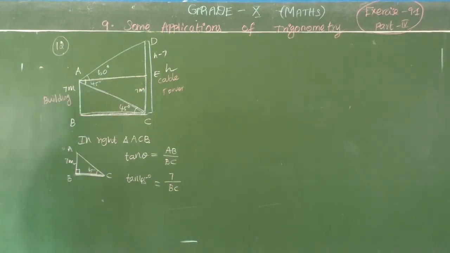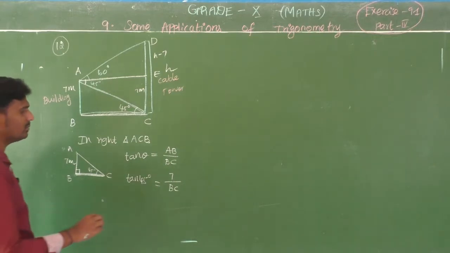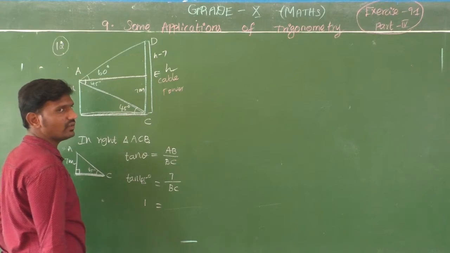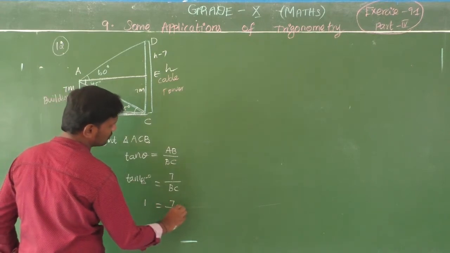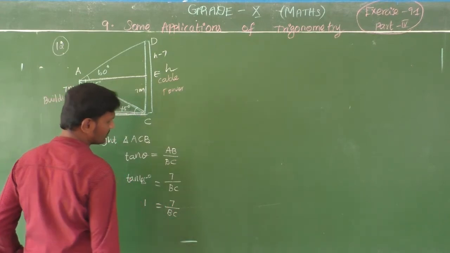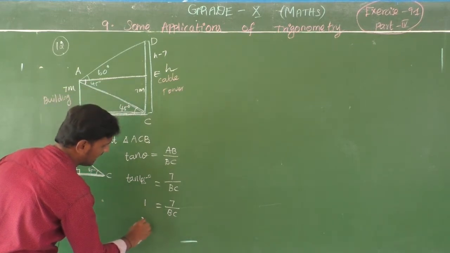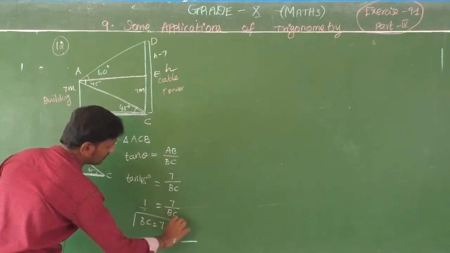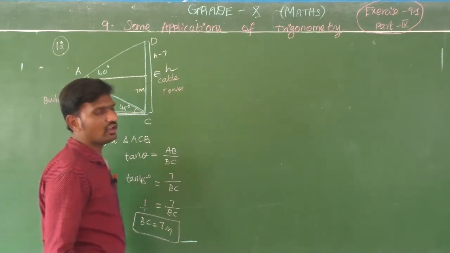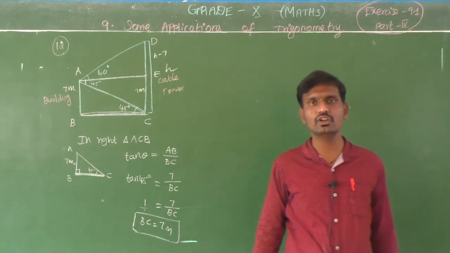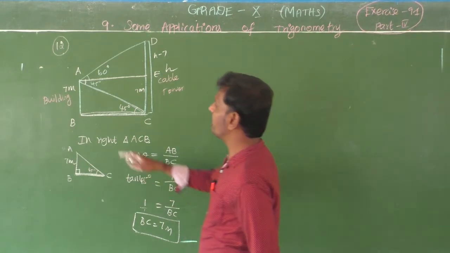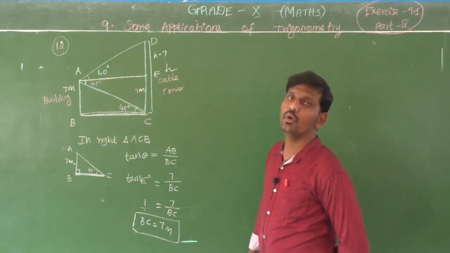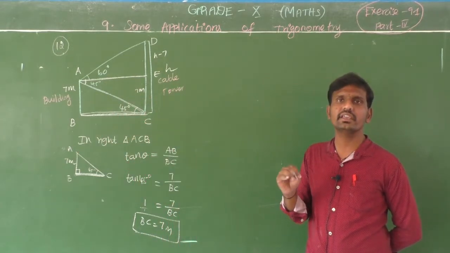Okay. Now do you know the value of tan 45? It is very simple, 1. So tan 45 is equal to 1, which is equal to 7 by BC. Here I need only BC. So by cross multiplication, BC gets the same value, 7 meter. BC equal to 7 meter means AE will also be the same value. Why? Because both values are equal.